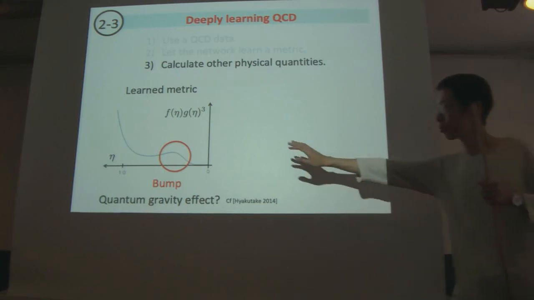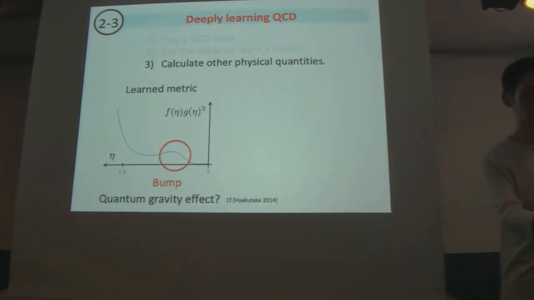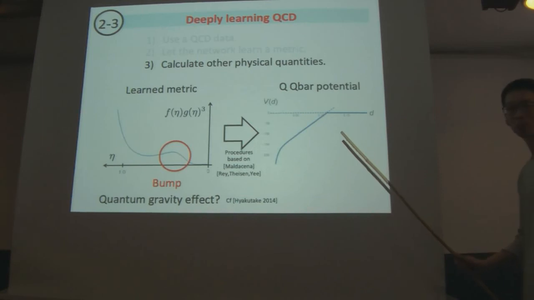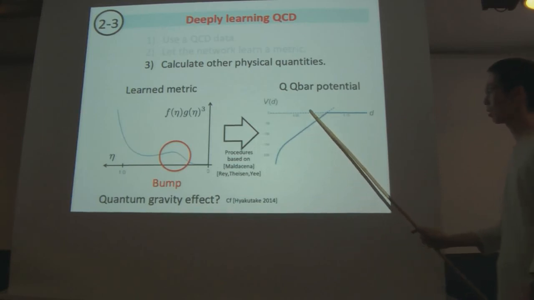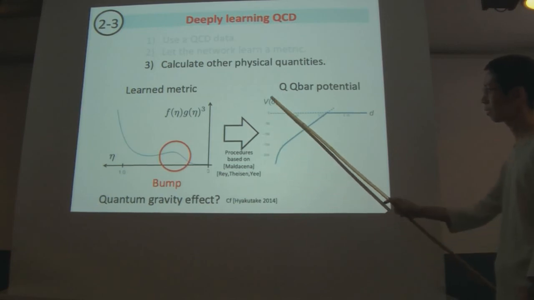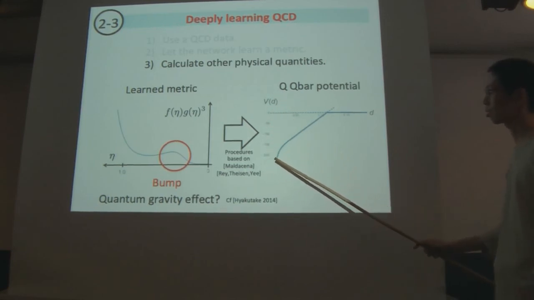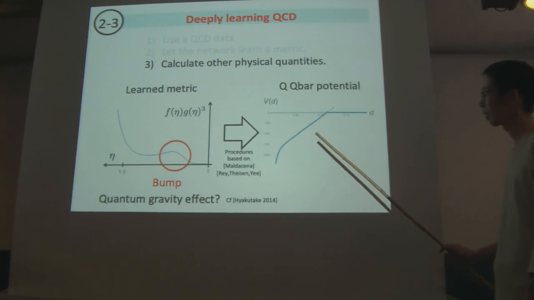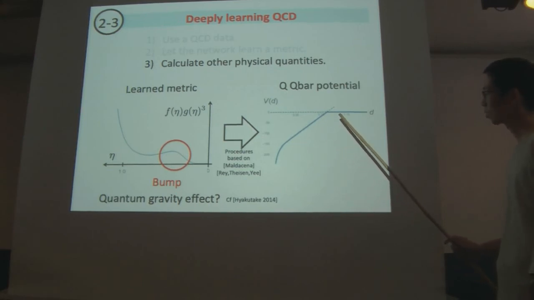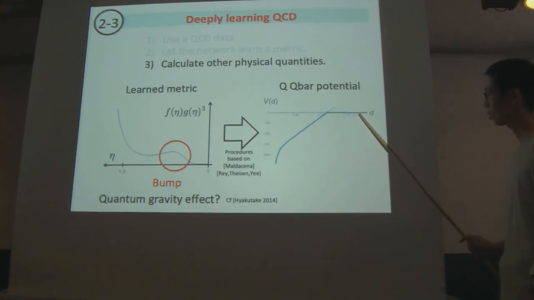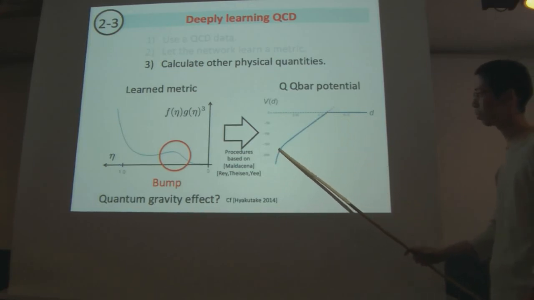Anyway, the metric is given, so I can compute the Wilson loop, and the result is this. This is the interquark distance, and this axis is the potential between two quarks. This shows that there is a flat region, there is a linear region, and there is a Coulomb region.